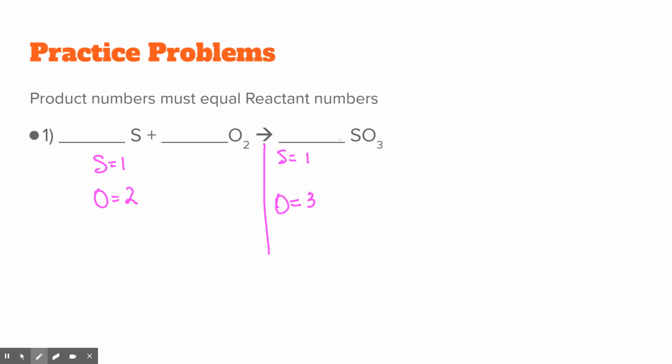So what do I have to multiply by on this side? I'm going to multiply by 2. That changes how many sulfurs I have, as well as how many oxygens I have. So I go back to the left, and I'm going to make them equal by adding a coefficient. To make my oxygen 6, I'm going to add a 3 as a coefficient. To make my sulfurs 2, I'm going to add a 2 as a coefficient. 2, 3, 2. 2, 6, 2, 6. We are done.